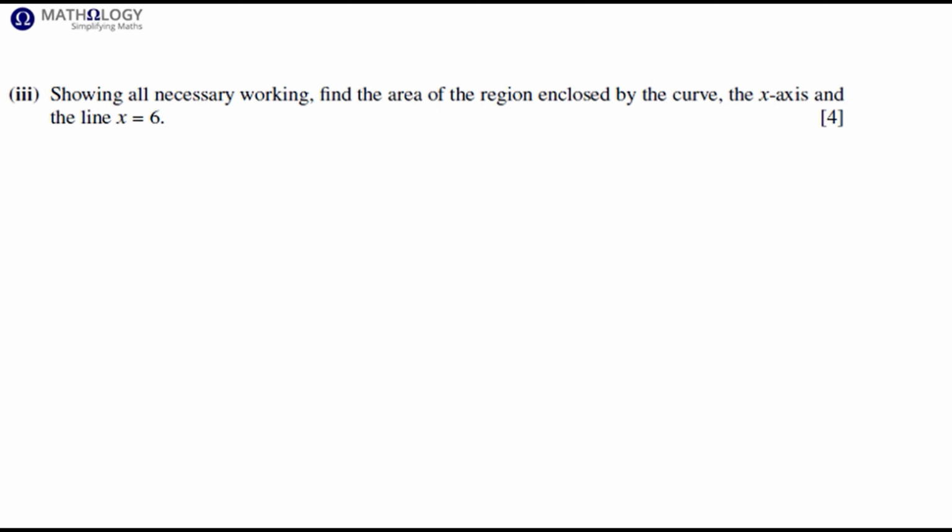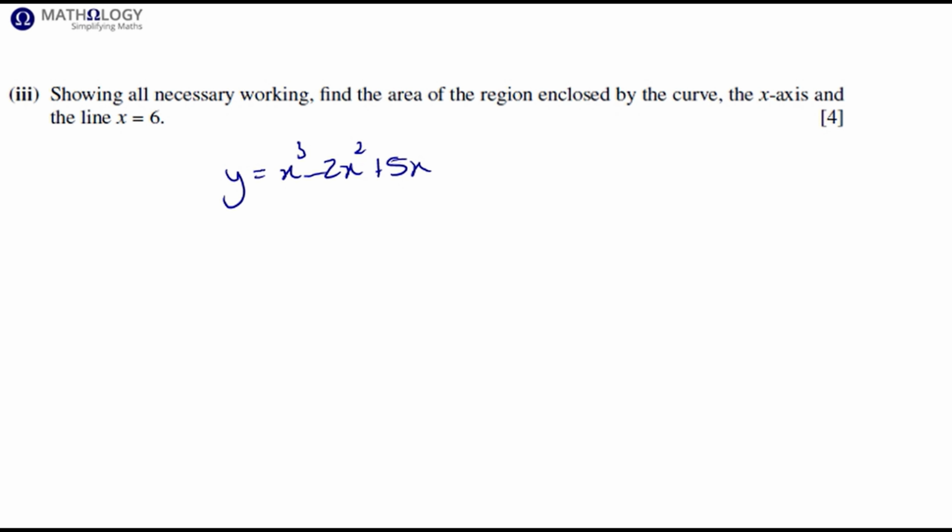Finally, we are required to find the area of the region enclosed by the curve, the x-axis, and the line x equals 6. Now, it's strongly advisable, in fact, it's imperative that you always draw a sketch graph before attempting a question like this. So the function is y equals x cubed minus 2x squared plus 5x. Now, to find the area under a curve, we're going to be integrating.